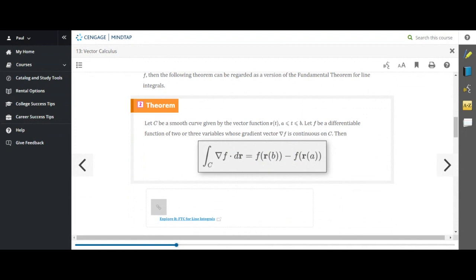So if you are computing a line integral with respect to a vector field that's a gradient function, or equivalently, if you're trying to compute the work that a vector field given by a gradient function does in moving a particle along some space curve C, that work can be found by taking the difference of the function values where the space curve ends minus where the space curve begins. That's what that means.